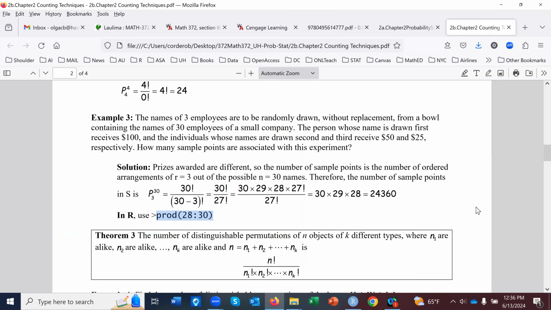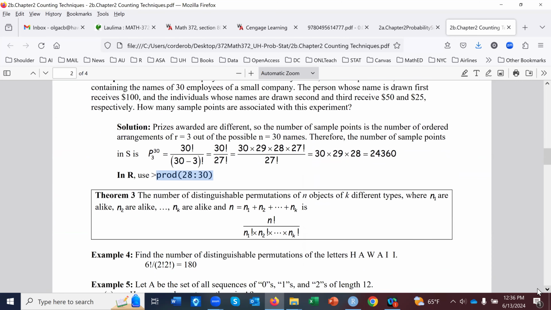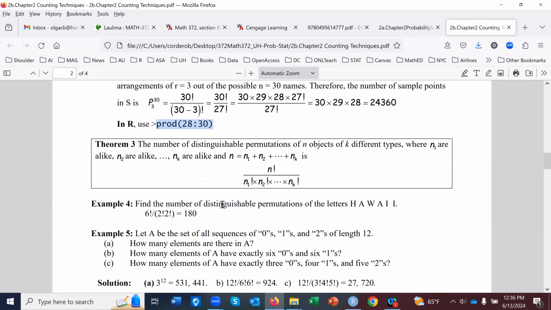Now here, let's say I want to get the number of distinguishable permutations of the letters of Hawaii. So what do we have here? 2 A's. I cannot distinguish them unless we were writing A1, A2. But the way it is, the 2 are indistinguishable, and then the 2 I's as well. So here is a close, right?